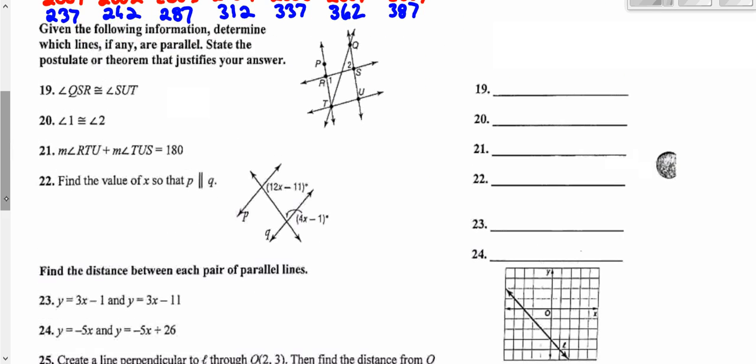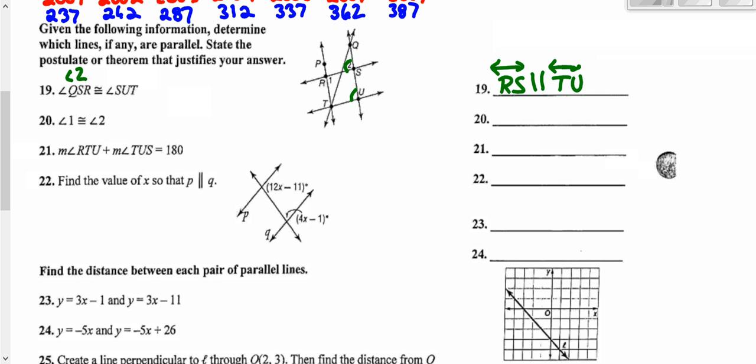Let's take a look here. It says, given the following information, determine which lines, if any, are parallel. State the postulate or theorem that justifies your answer. So this is sort of a segue into proofs. So it says angle QSR, so let's find that, QSR, so this is this angle 2, and SUT, so SUT is down here, so these two are congruent. So now if we said those are congruent, that would make this line RS parallel to this line TU.